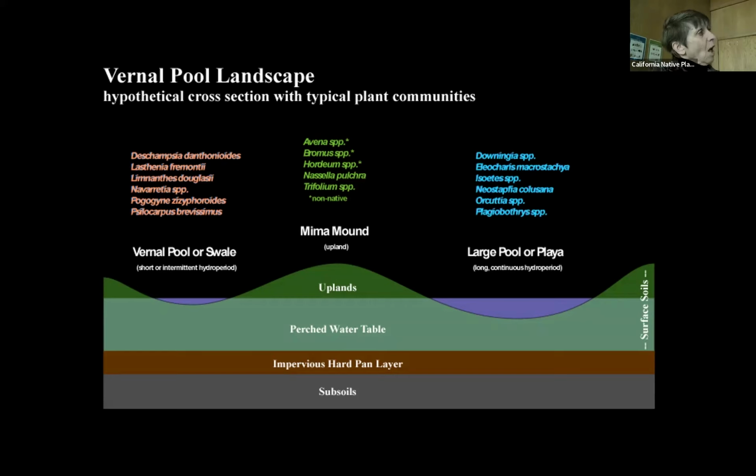But as you can see, the water actually is fairly continuous across the landscape, even in areas that you would typically call an upland. And this is a buffer so that when there's excess water in the pools, that flows toward the uplands. And when the pools are drying down, water from the uplands tends to flow toward the vernal pools. And so you get a buffering effect.